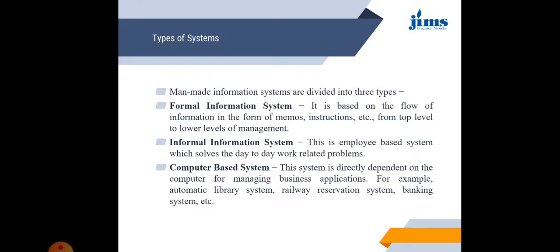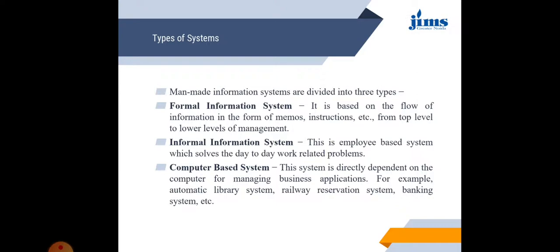Next one is the computer-based system. This system directly depends on the computer for managing business applications. For example, automatic library system, railway reservation system, banking system. So basically, man-made systems are of three types.